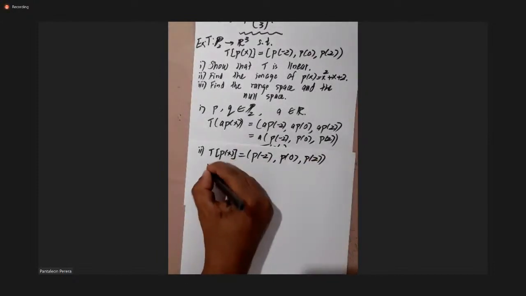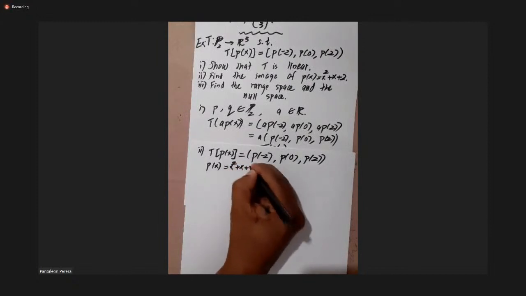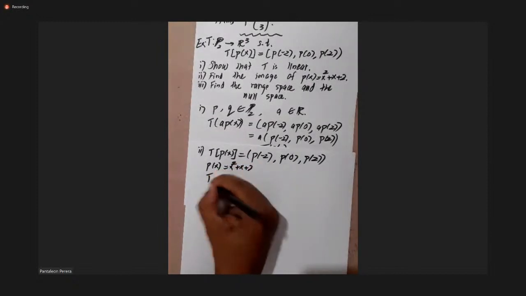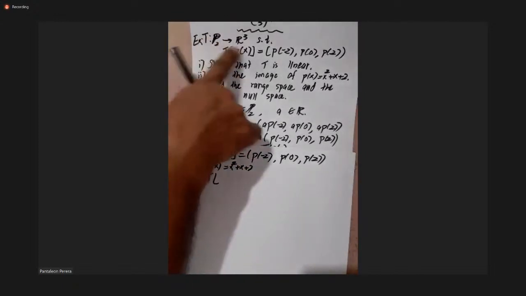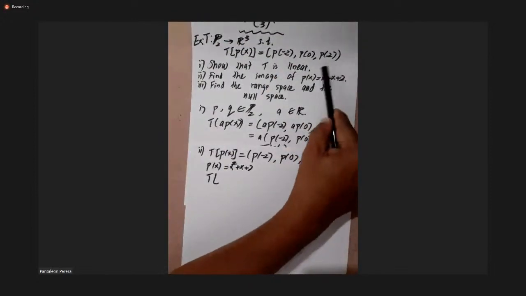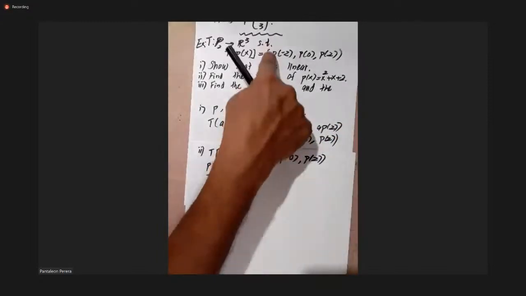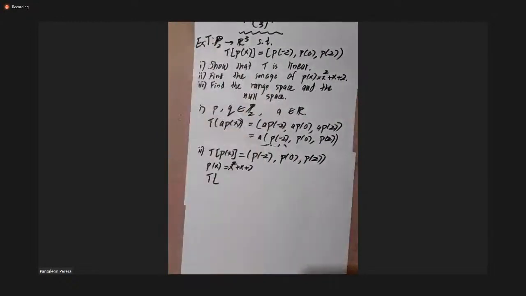Now, if P(x) is x squared plus x plus 2, we need to find the image of this. That means this polynomial gives you a point somewhere. If you have any polynomial, it gives you some point. Now we are going to find the point in R3 corresponding to this one.